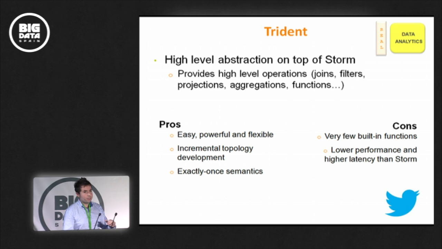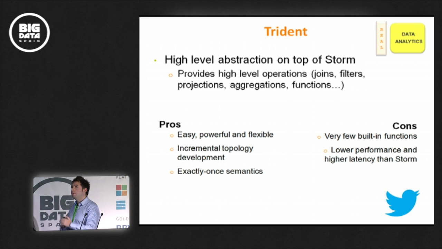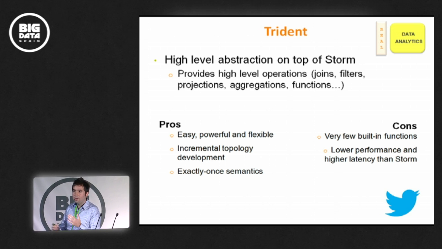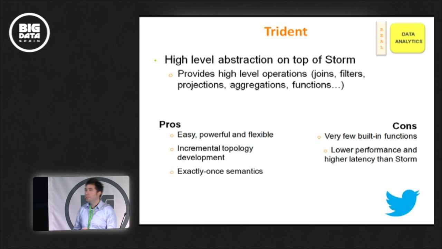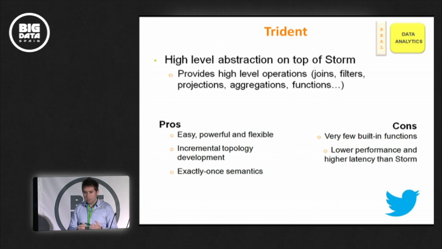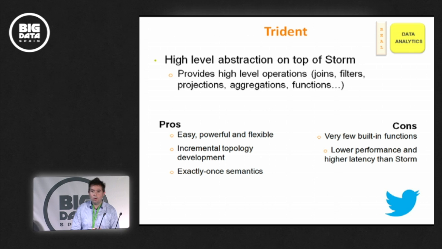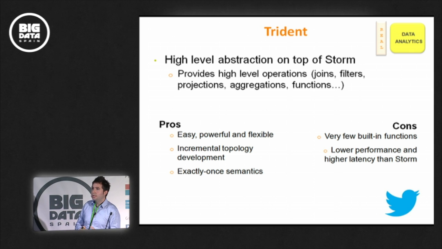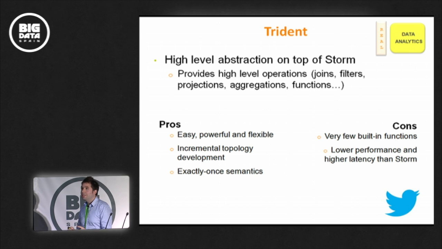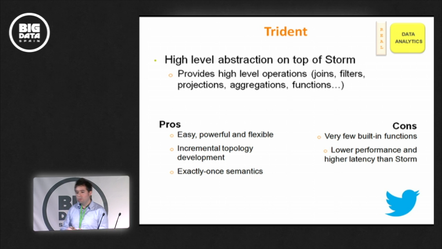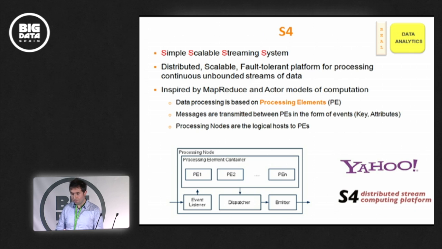Well, Trident is another technology that is on top of the Storm framework. Something similar to Hive or Pig, but for real-time processing. Trident is quite powerful, and it's really easy to use, but the built-in functions are quite limited. And also, using Trident, you get worse performance than using Storm directly. So you have to balance whether you need good performance or an easy way to develop a streaming process.